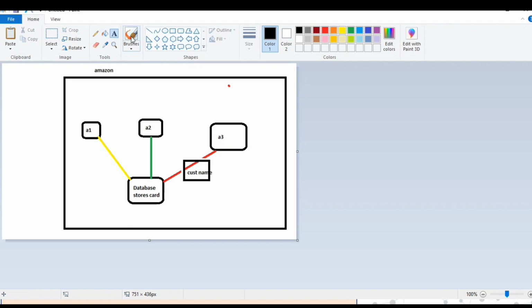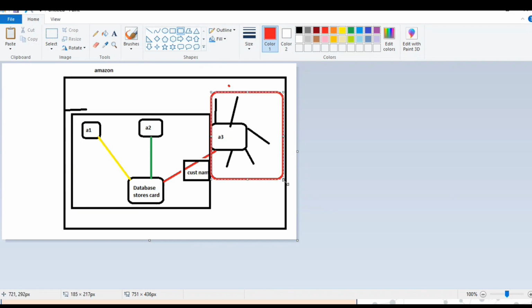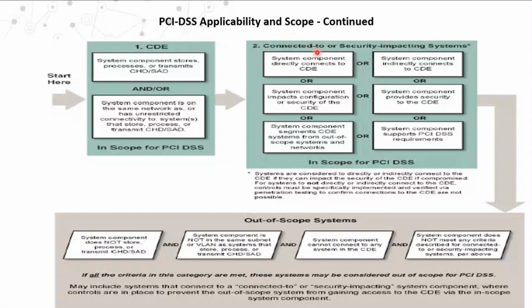The use is that, apart from A3, if you have any other system, or let's say this A3 is connected to 10 different legs, all will be out of scope. So we have added only one system over here, and our scope will now be this, and this whole part on this side will be out of scope. Clear? Or connected to or security impacting systems, which I bifurcated in three different terms, right?